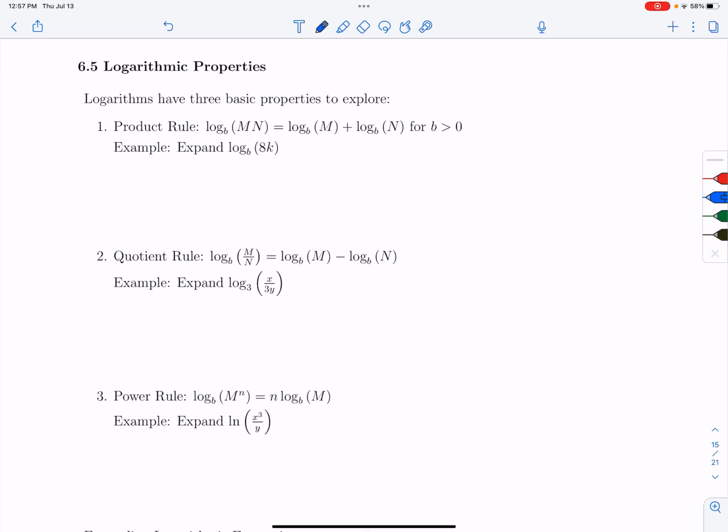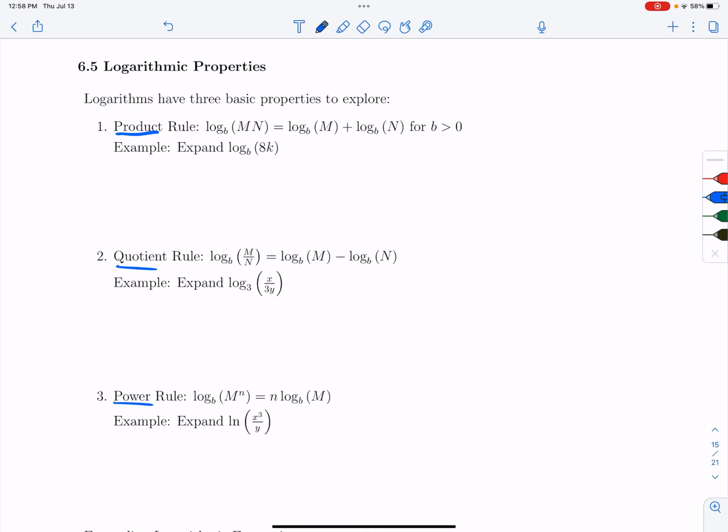In this video, I'm going to be going over the three main logarithmic properties. So the three properties are the product rule, the quotient rule, and the power rule. And the purpose of these rules is to rearrange a logarithmic expression to get it into a form that we want. And this is especially useful when we're trying to solve log equations, which we'll see later.